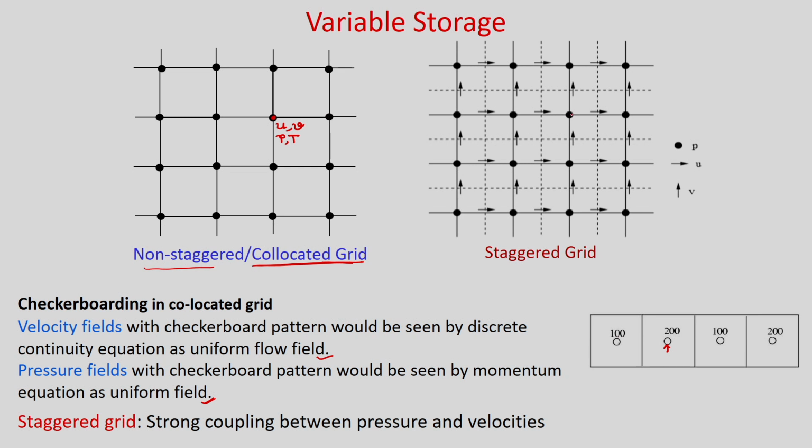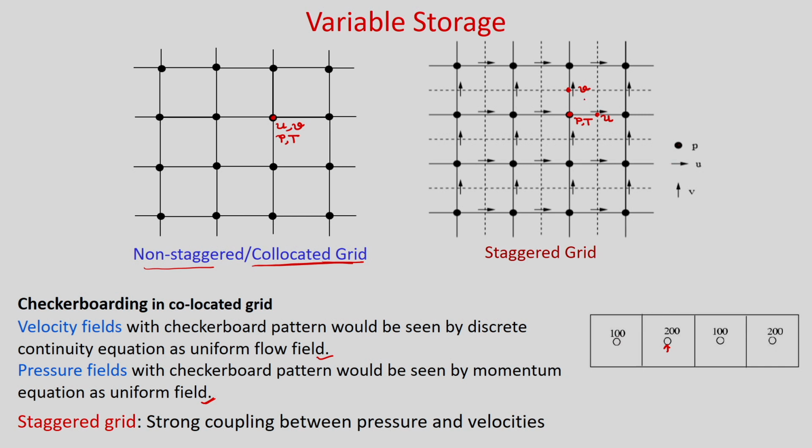So, if you see, this is the grid point. In staggered grid, pressure and temperature or any other scalar like mass fraction are solved at this main grid point, but velocities are solved at a staggered point. So, here velocity u is solved and here velocity v is solved. This is the velocity u and this is the velocity v, and at these points pressure and any other scalar like temperature are solved.